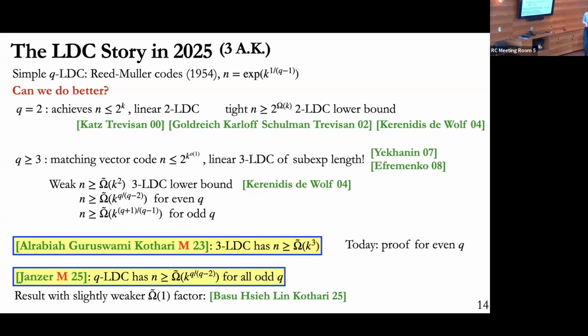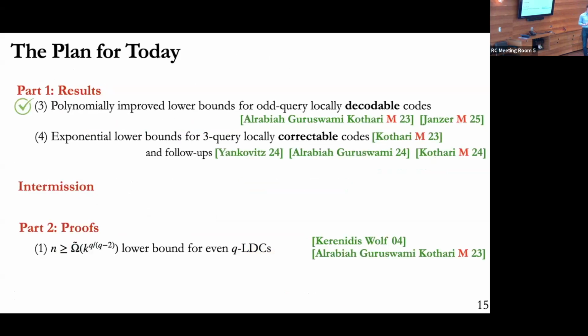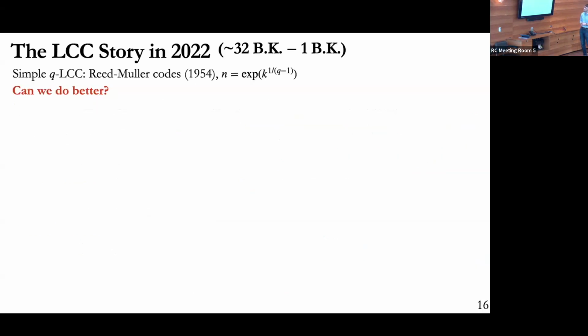Okay, so that's what I want to say about locally decodable codes. The proof will be the even Q proof. And let's now talk about locally correctable codes. So what's the story for locally correctable codes? Well, again, we have Reed-Muller codes, and we want to know if we can do better. Again, we can try Q equals 2.